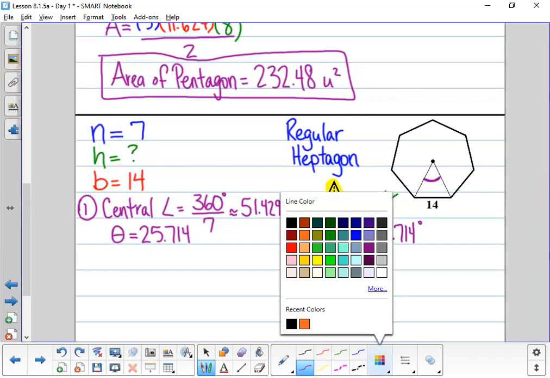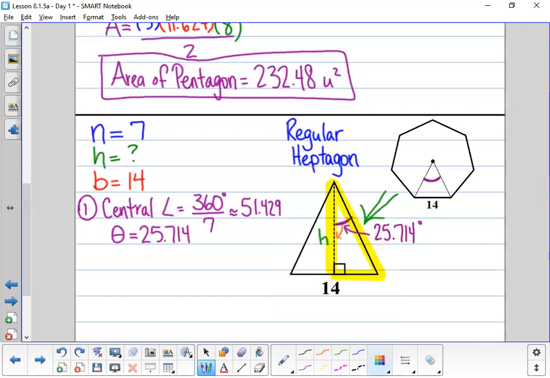I'm looking to find my height. My height is the adjacent leg. And the opposite leg is over here. And that opposite leg is always going to be half of the side length. So if my side length is 14, this leg is going to be 7. Okay, so this is the opposite leg, 7. The adjacent leg is H. I don't know what it is yet. My reference angle is 25.714. So now I'm going to use that right triangle trig. So since I have opposite and adjacent, I'm going to use tangent.